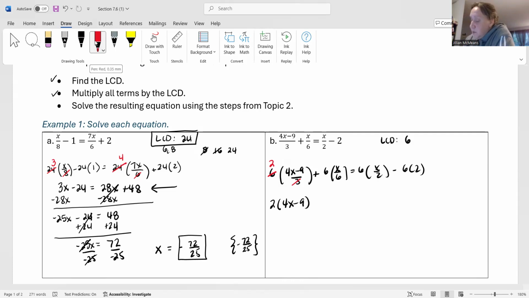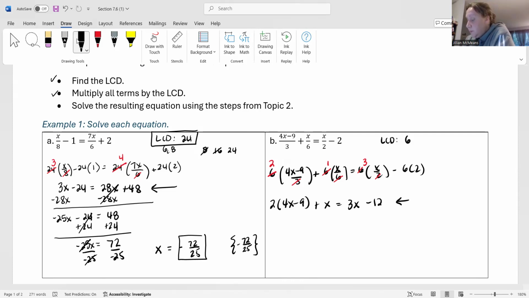For the second term, the 6 in the denominator divides into the LCD of 6 one time, leaving me with just 1 times x, which is just x. And then in the third term, the 2 divides into the LCD of 6 3 times, leaving me with 3 times the numerator of x, or 3x. And then finally, negative 6 times 2 is just negative 12. And you're left with something that is a heck of a lot easier to solve.